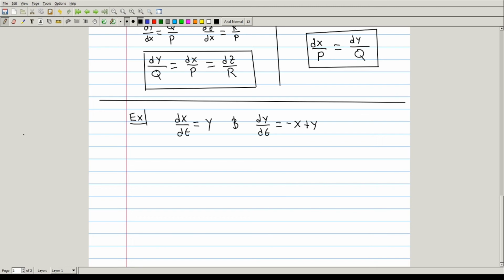So using fairly standard methods from ordinary differential equations and linear algebra, we can rewrite this system of differential equations as the time derivative of the position is equal to the matrix [0, 1; negative 1, 1] multiplied by the position vector, (x, y).